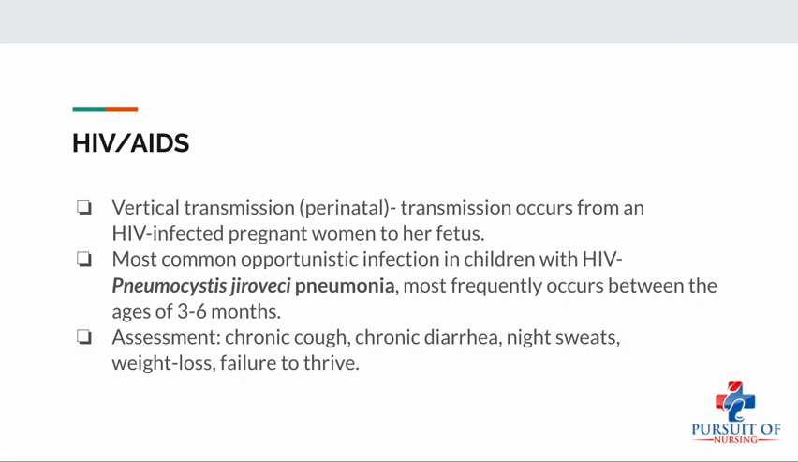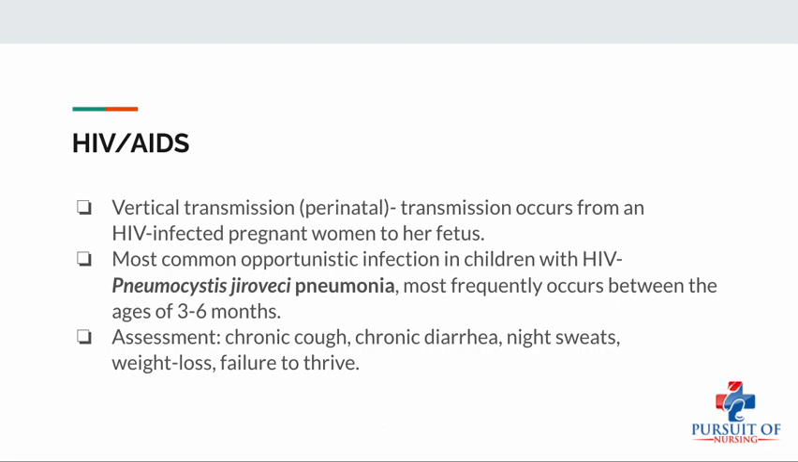Other opportunistic infections include thrush, herpes simplex disease, or a yeast infection of the pulmonary system as well. The assessment for a pediatric patient with HIV or AIDS: they're going to have a chronic cough, chronic diarrhea, night sweats. They're going to have weight loss, failure to thrive.